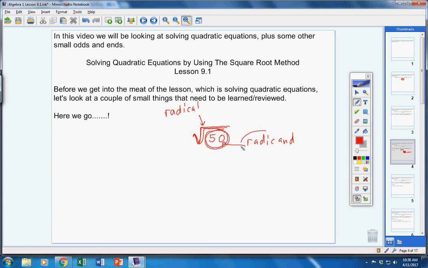Inside is called a radicand. Please copy that in your notes. Now moving on. I want to talk to you about something called radical form and decimal form.